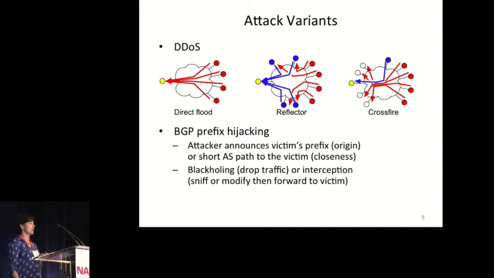The yellow dot is representing the victim, and the red dots are the attackers in these pictures. During the direct floods, the attackers send high-volume traffic to the victim that overwhelms its network. In reflector attacks, the attackers spoof the victim's addresses in service requests, for example, DNS requests. They send them to public servers, usually open resolvers, and these servers reply. These are usually much larger replies than the requests were, and this traffic overwhelms the victim.